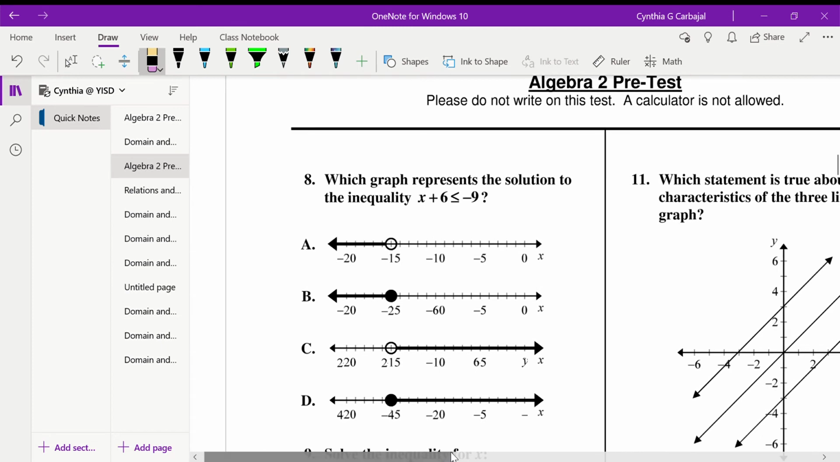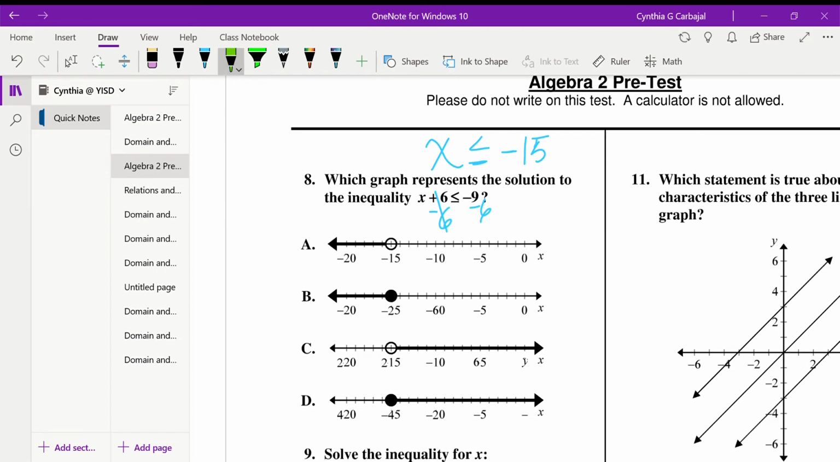Number 8. Number 8, you have an inequality, and it says which graph would represent this inequality, but you can't do that without actually solving for x. So you need to get rid of that 6. So you're going to subtract the 6 from both sides, and you're going to be left with x is less than or equal to -15.